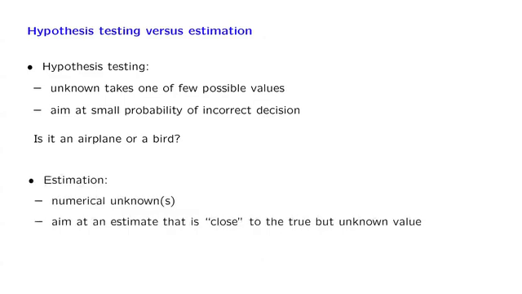Instead, in estimation problems, the unknown quantities are more of a numerical type. They could even take continuous values, and what we want to do is to come up with an estimate of an unknown quantity that is close to the true but unknown value of the quantity that we're trying to estimate. So here our performance objective is in terms of some kind of distance function. We want to be close to the truth, and typically we have a continuum of possible choices. That is, our estimates can be general real numbers.